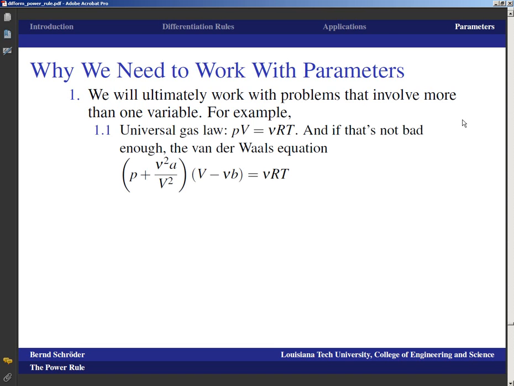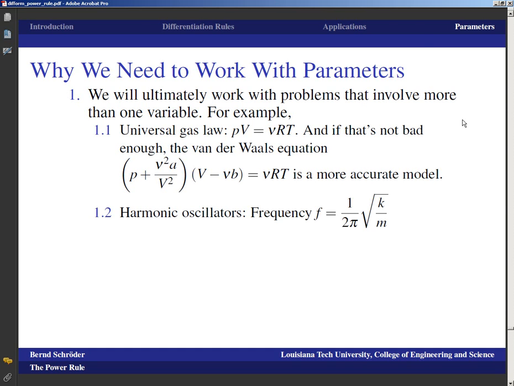And if you work with the van der Waals equation, which is a correction to that, you have even more variables to deal with. But it is a more accurate model, so we have to work with that at times. Harmonic oscillators, which you may have seen in physics, the formula for the frequency includes the spring constant and the mass, which is at least 2 variables on the right-hand side, and the differential equation, which you will see in a differential equations class, or in advanced physics classes, involves 3 variables, mass, friction coefficient, and the spring constant, plus an unknown right-hand side, which may be a function.